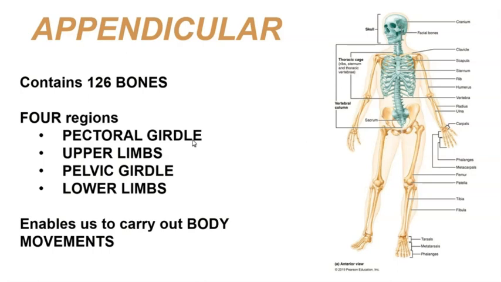So the girdles function to unite the limbs to the axial division of the skeleton, and the limbs themselves enable us to carry out body movements.